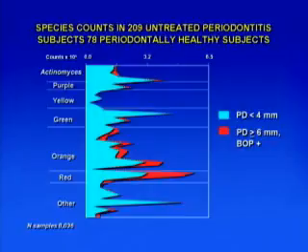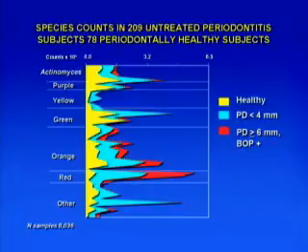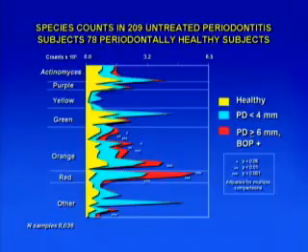What is interesting is when you actually put the profile of healthy sites from healthy subjects on the same graph, we note that the levels of species in the healthy sites from the healthy individuals are significantly lower than the healthy sites in the diseased individuals. So that's telling us that the healthy sites in diseased individuals are already different from healthy sites in healthy individuals.